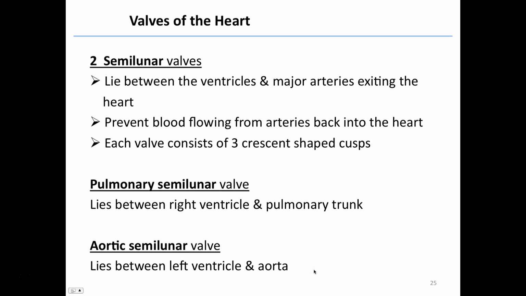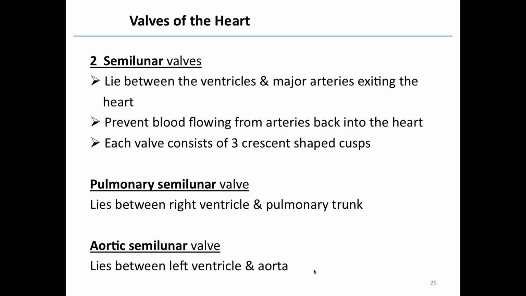So we talked about the atrioventricular valves. We have 2 more valves in the heart, so in total there are 4 valves in the heart. The other 2 valves are called semilunar valves. Now, semilunar valves are important because they are at the junction of the ventricles into those arteries, into the systemic circulation or the pulmonary circulation. They lie between the ventricles and those major arteries that are exiting the heart, and they are the pulmonary trunk and the aorta.